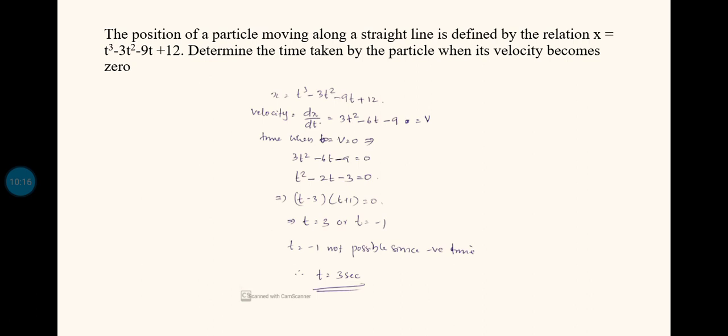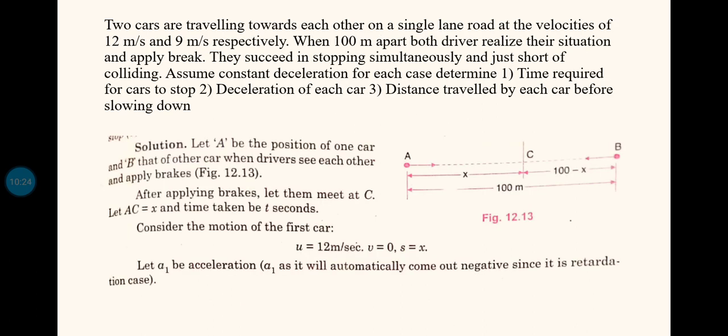Negative time is not practically possible. So we will take the positive value, t is equal to 3 seconds. So within 3 seconds, the velocity of the particle will become 0. That is what is shown there.